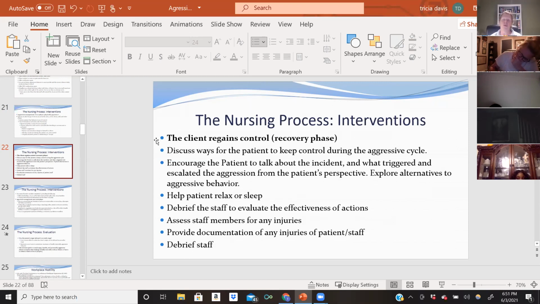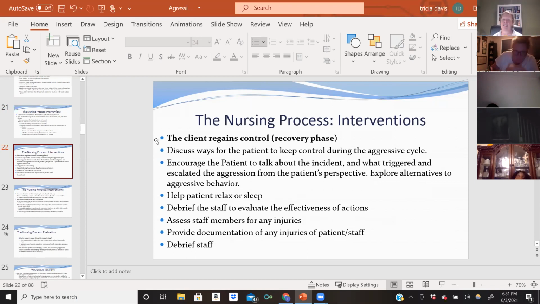And then we want to debrief the staff to evaluate the effectiveness of the actions that we took. So did we do what we were supposed to? Did we not do something that caused this to escalate? What should we have done? What could we do better? What would we change and do different next time?